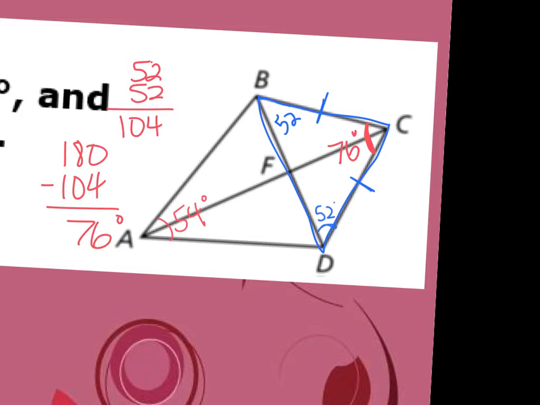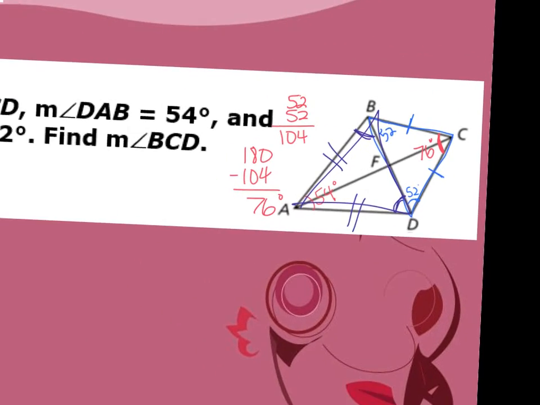I could have gone the other way, so I could have used the 54 on this side, because that's also an isosceles triangle. I could have found these angles, and then known the opposite angles are congruent, added those together, subtracted it from 360, because I know all four angles have to add up to 360. But obviously the first way is a little bit faster. Questions on that one?